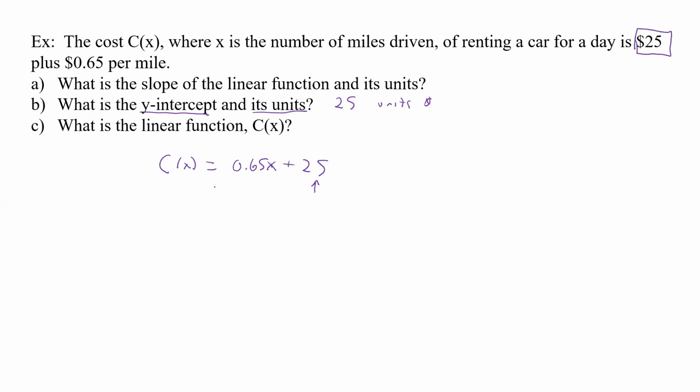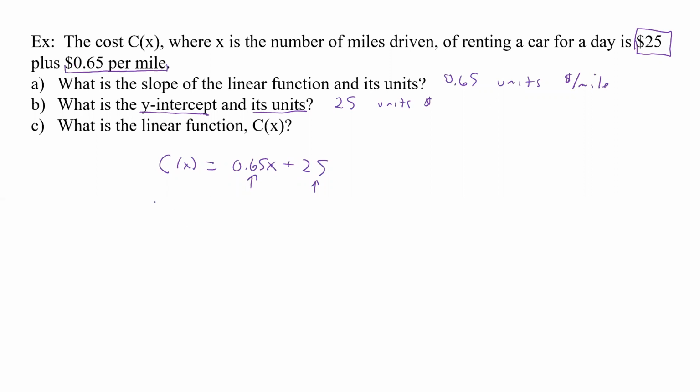Now, what is the slope? Well, the slope is what this is, 0.65. Well, what is its units? So our slope is 0.65, and its units are dollars per mile, because that's what the units here are, dollars per mile.